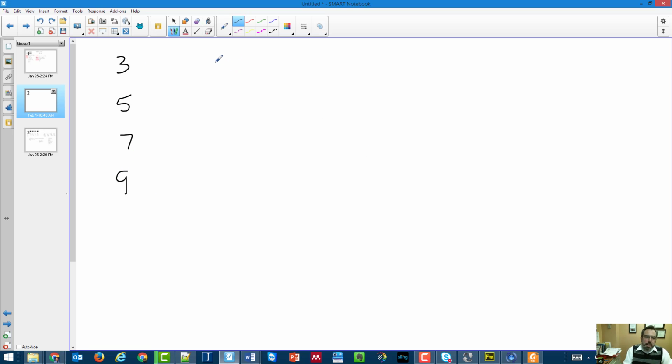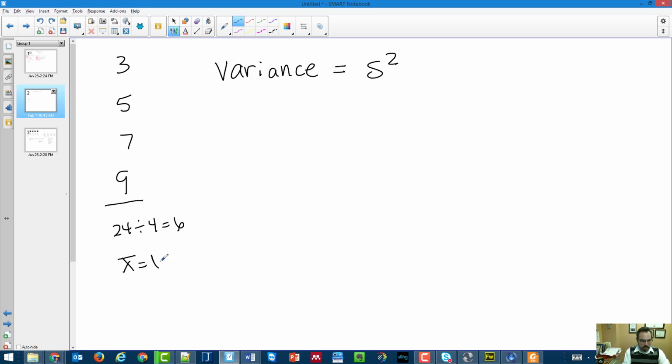All right. When we talk about variance, we typically use the notation s squared. Variance is really the average of the distances from the mean squared. So that's a mouthful. Basically, what we end up having to do is say, okay, let me first find the average of these numbers. So 3, 5, 7, and 9. So the average of these, x bar, is 6.